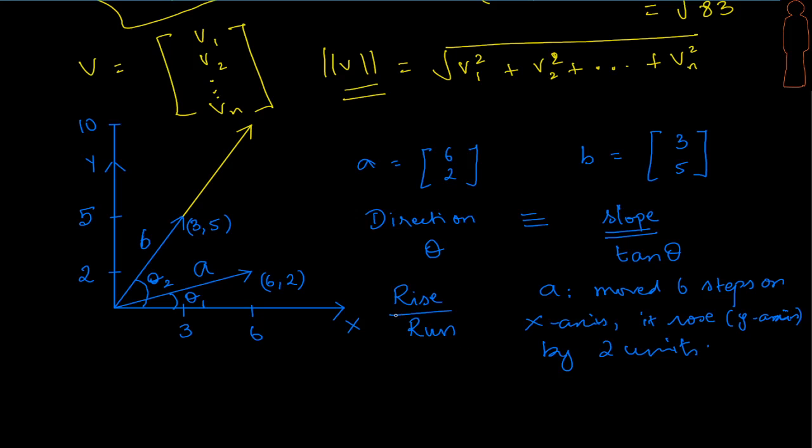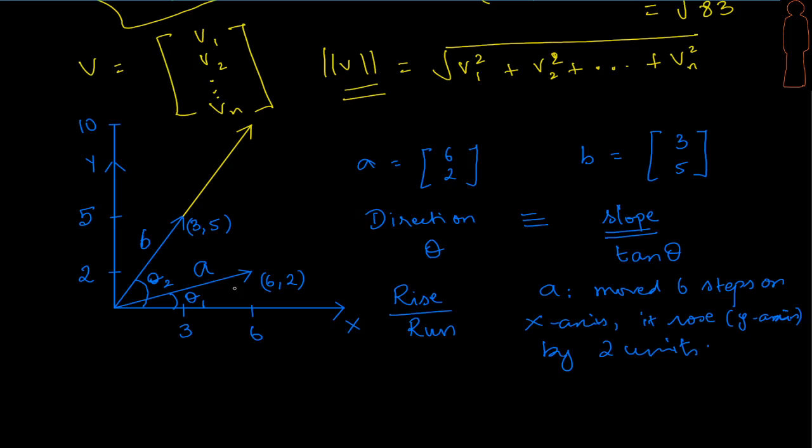Right? So what it says is, look at the proportion of when I run a few steps. What we call run is going to be on the x-axis. When I run a few steps, how much do I rise? And that proportion is going to help us understand the slope. So this specific vector says for 6 units I just rise 2 units up.